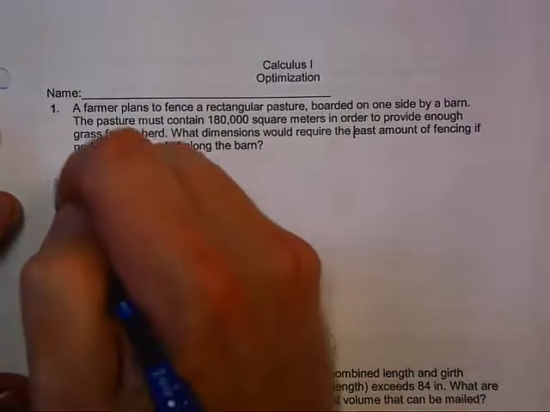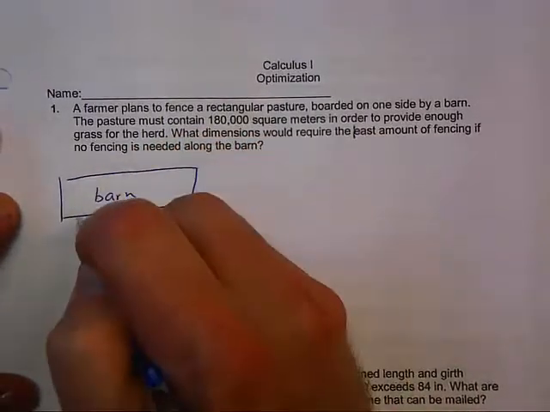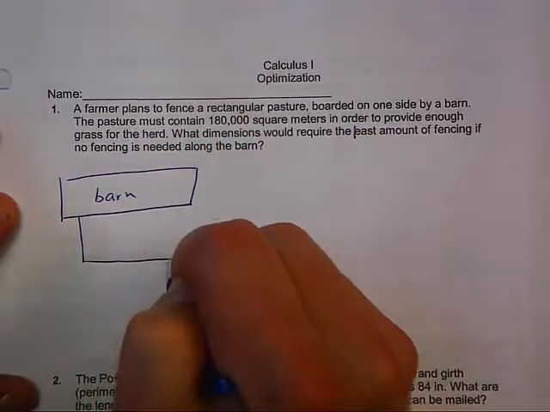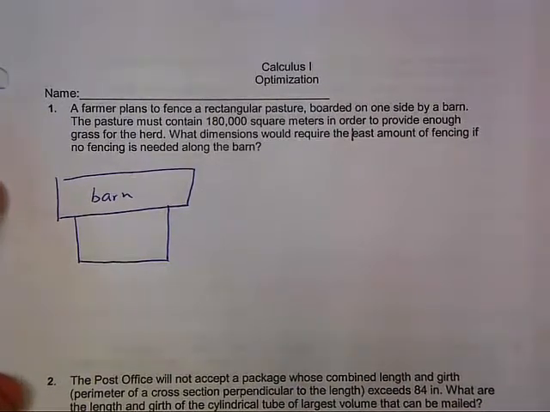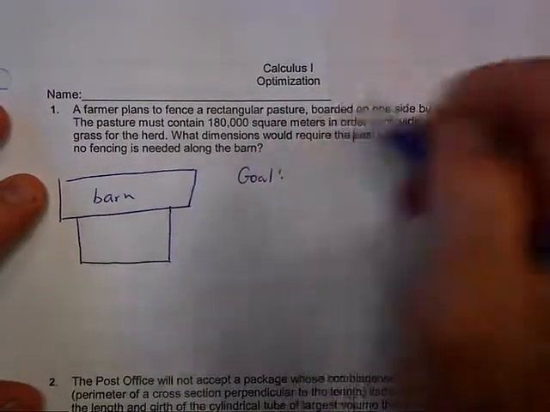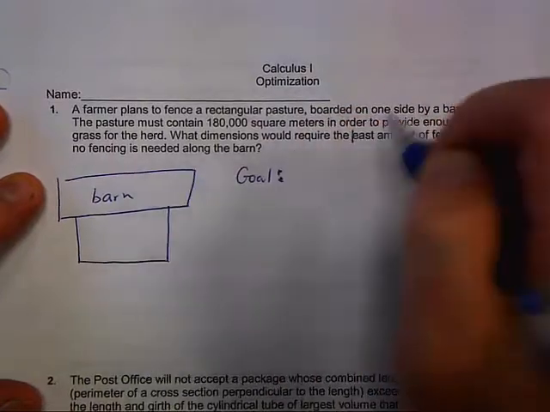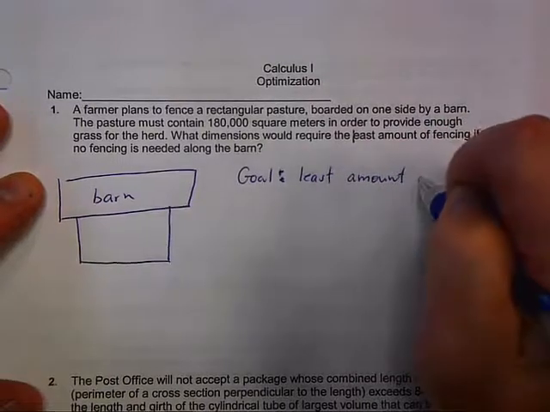Okay, so here's the idea. We have a barn, like so, and we're going to build a fence like this so that our animals can come out of the barn and eat. All right, so what's our goal here? Figure out what the optimal amount of fencing is to be able to house 180,000 square meters of pasture. So our goal is least amount of fence.